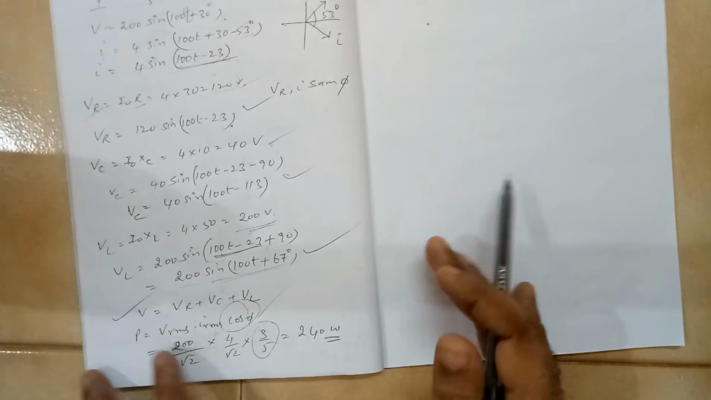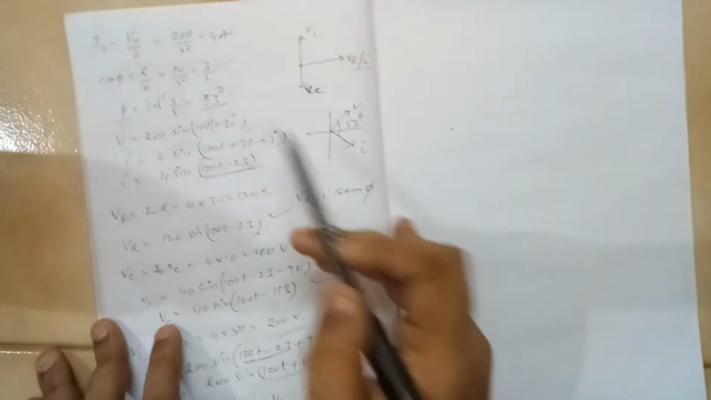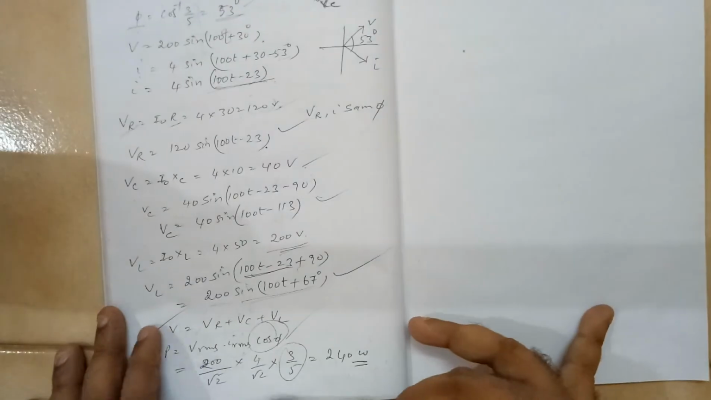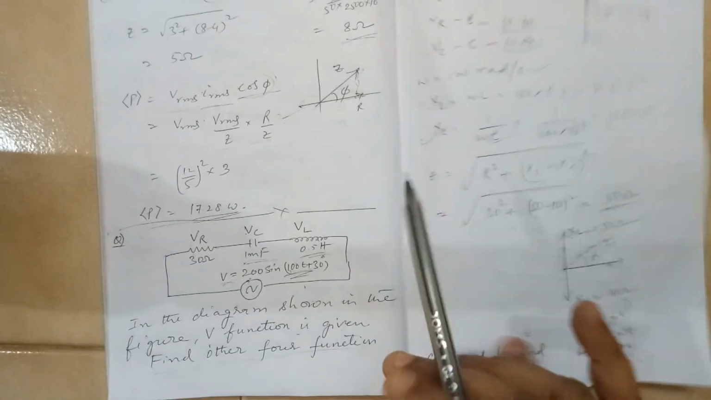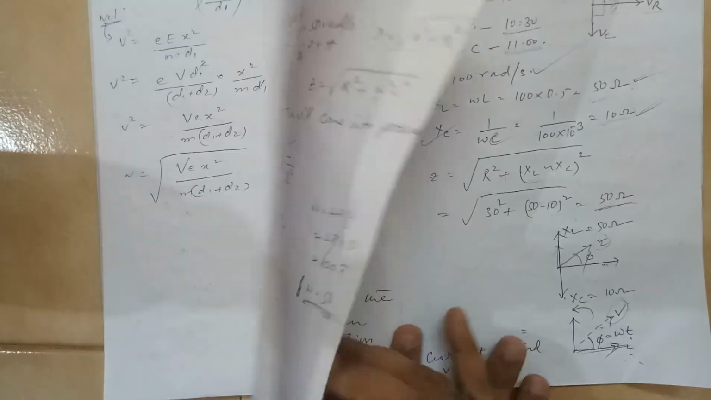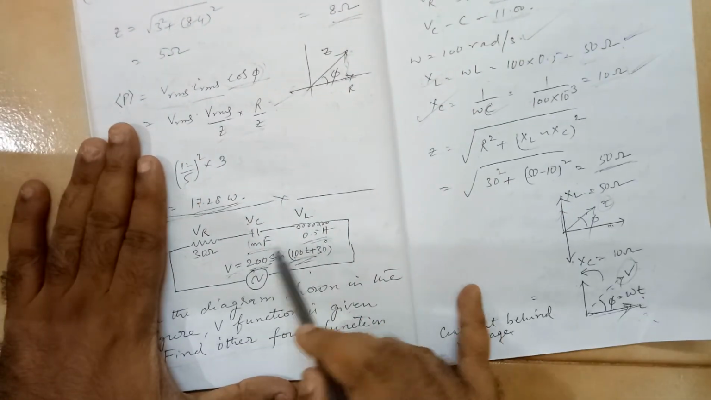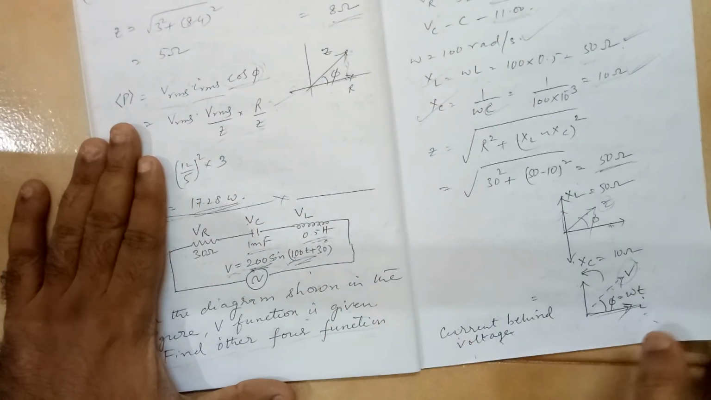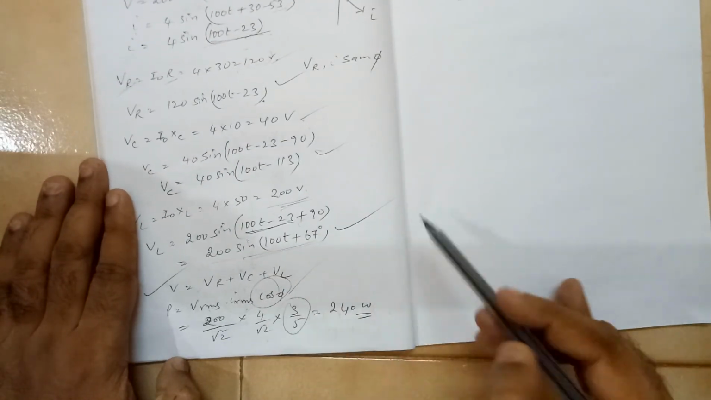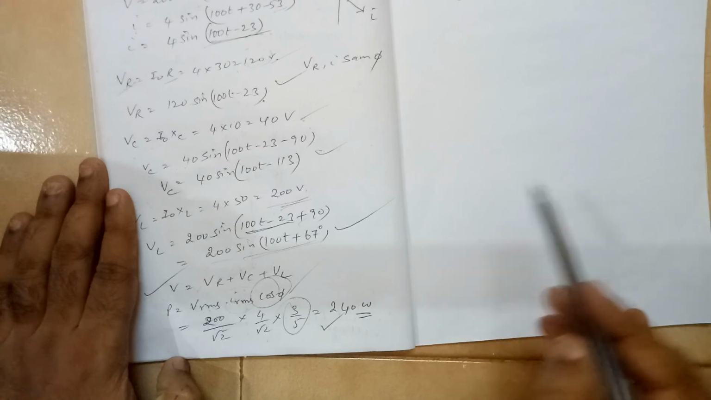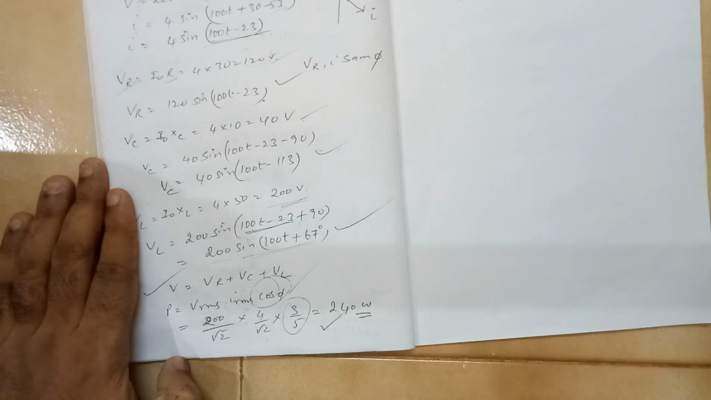Irms you just need to get from the peak value, divided by root 2. And similarly Vrms: the peak voltage you will get from here. I told you that this sine value can be maximum 1, so it will be 200 divided by root 2. So you know all these three, and when you calculate you get 240 volts.